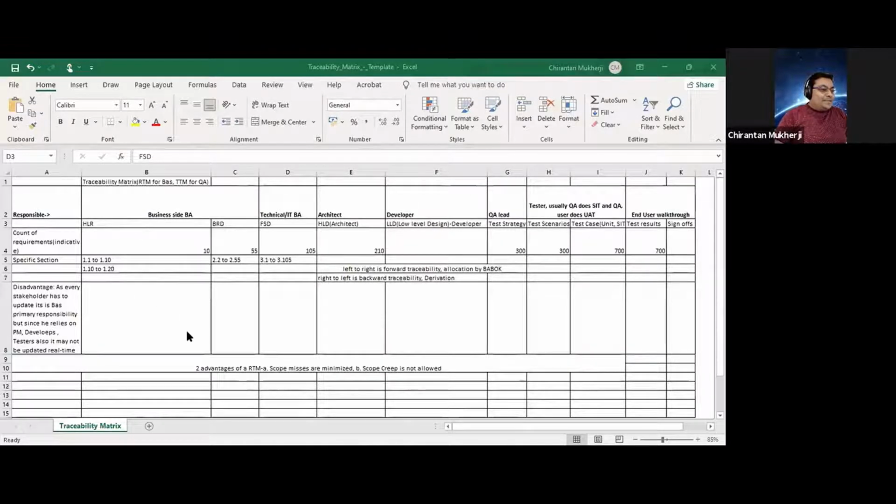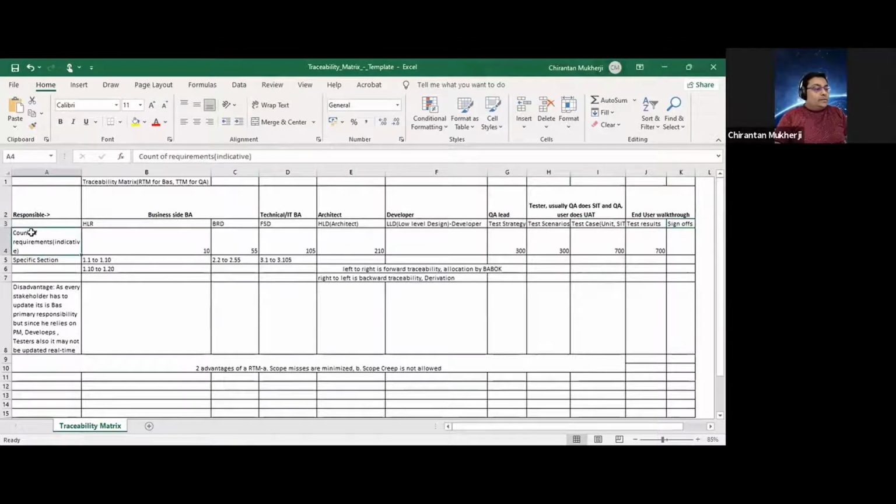But coming back to the traceability matrix, the high level requirement is the responsibility of the business side BA, and then it is traced forward to a business requirement document. The business requirement document is traced forward to an FSD. Then it goes to the architect for high level design, then to the developer for low level design, then QA lead for test strategy, then test scenarios, test cases, test results, and sign-offs.